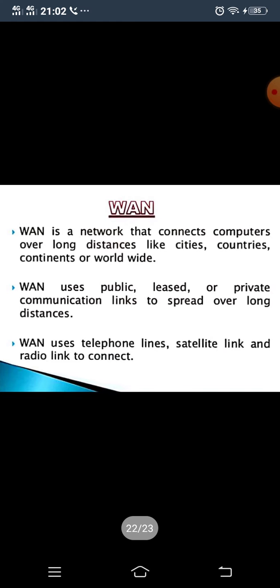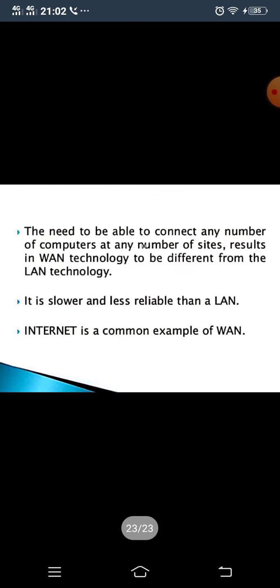Now talking about wide area network, WAN. It is a network that connects computers over long distances like cities, countries, continents or worldwide. As the name indicates, WAN, you can say worldwide. It uses public, leased or private communication links to spread over long distances. WAN uses telephone lines, satellite links and radio links to connect.